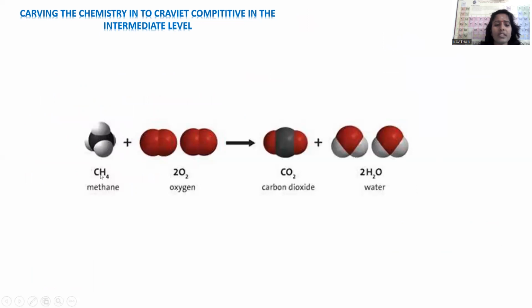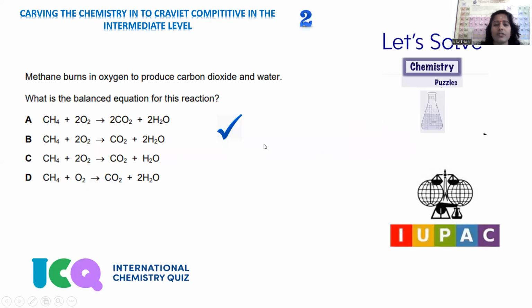Let's see. Methane has carbon and 4 hydrogen atoms, and 2 moles of oxygen are indicated like this, so that oxygen combines with the carbon as carbon dioxide. That is a linear molecule, which can be clearly indicated. And the other 2 molecules are bent water molecules, indicated as 2H2O. This is the exact balanced equation for question number 2. For question number 2, option number B will be the correct answer.